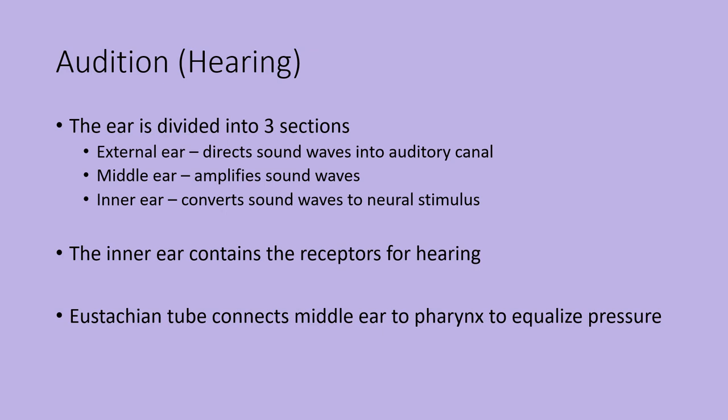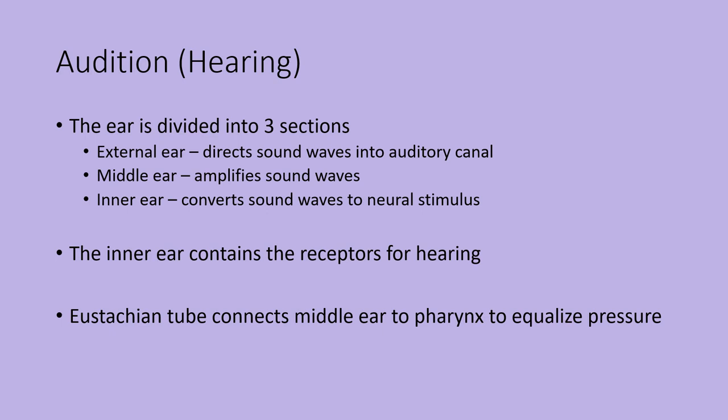Audition, which is hearing. This is going to involve the ear. The ear is divided into three sections: the external ear, the middle ear, and the inner ear. The purpose of the external ear is to direct the sound waves into the auditory canal, or the ear canal. The middle ear is supposed to amplify those sound waves, and then the inner ear converts the sound waves into a neural stimulus. That's where the receptors are going to be, in the inner ear.